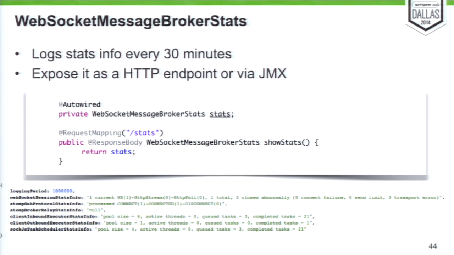It will tell you about the thread pools: the incoming, or inbound, thread pool, and the outbound thread pool executor. It will tell you about the messages that have been processed and how many connections we currently have. So it gives you all the stats so you can monitor your application in real time. By default, this will log all the stats every 30 minutes, but you can expose it over HTTP or JMX, so you can have these live stats directly in your application.